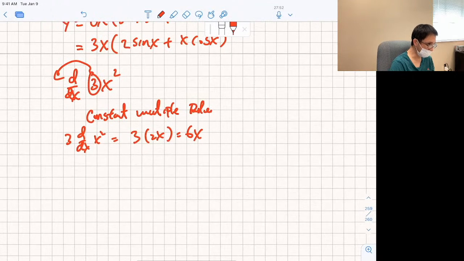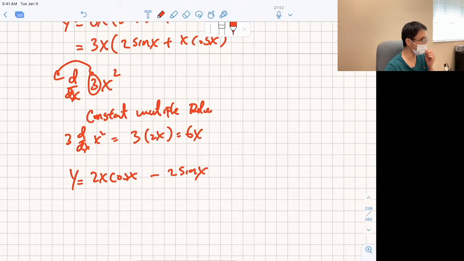So I'm going to give you a case where there's also a constant multiple rule here. What if I have 2x cosine of x minus 2 sine of x? Simultaneously, there are two rules happening. And if I want to take a derivative of this, and this.